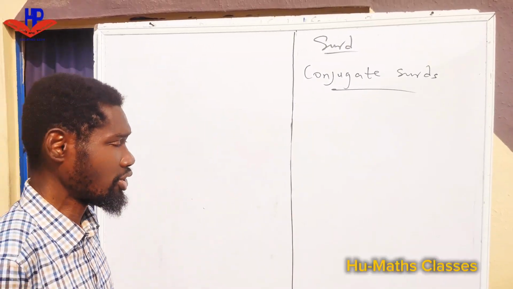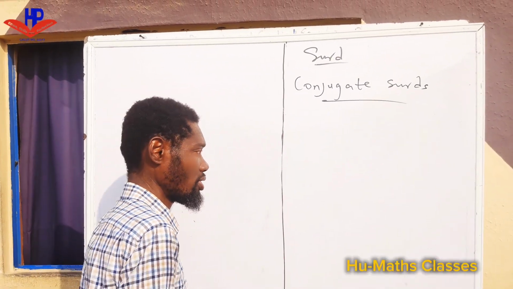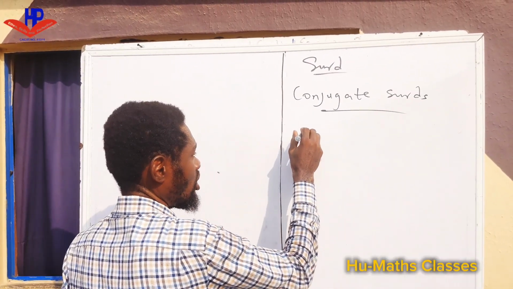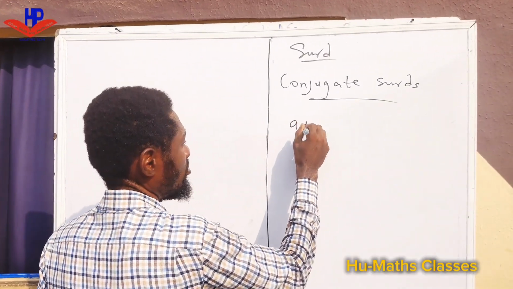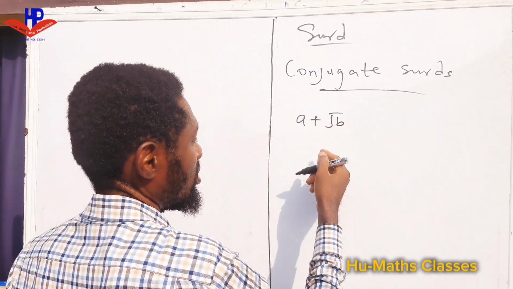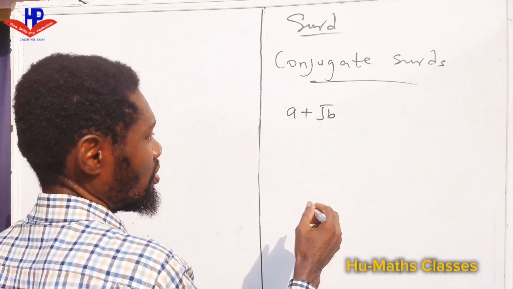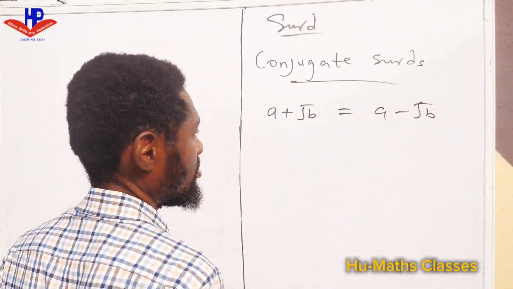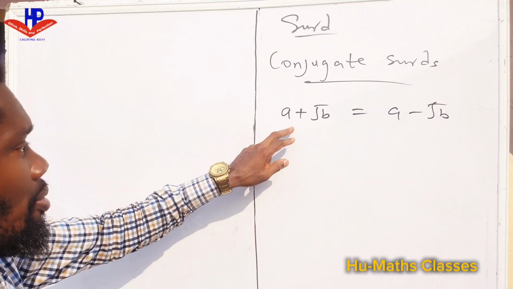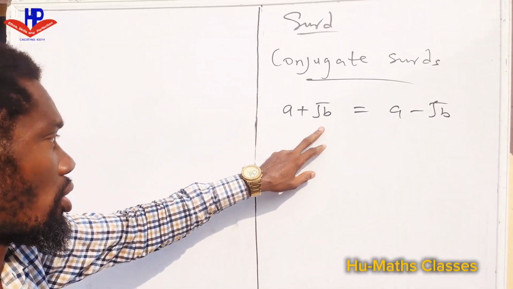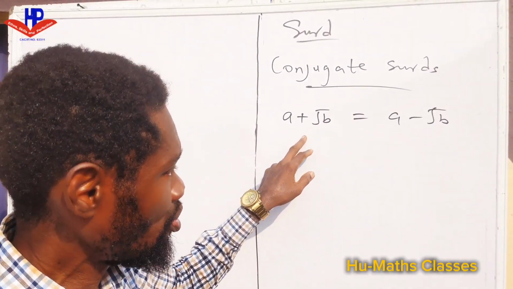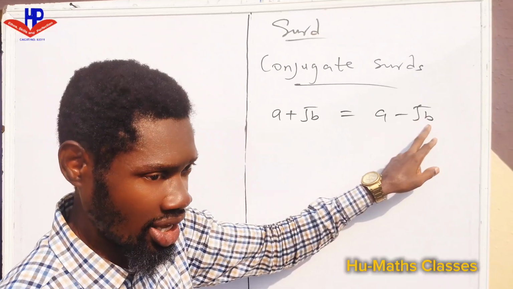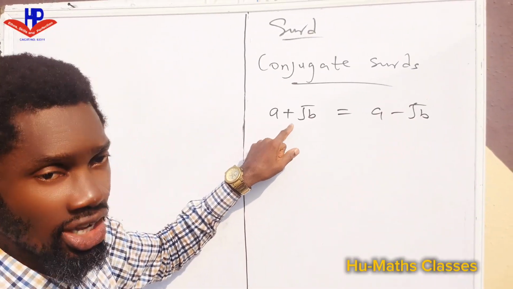Okay, let's deal with conjugate surds. If you're given a surd of this form, a plus root b, then its conjugate will be a minus root b. If a plus root b is a given surd, then its conjugate will be a minus root b. All you need to do is to change the sign.